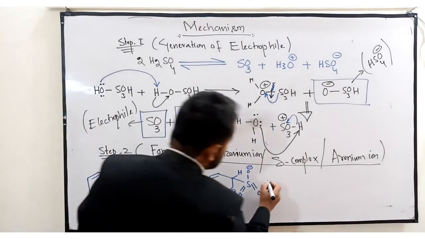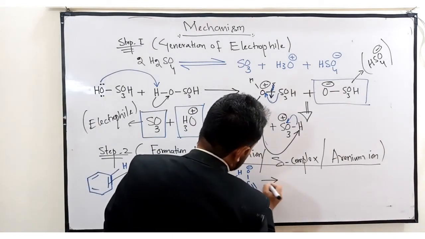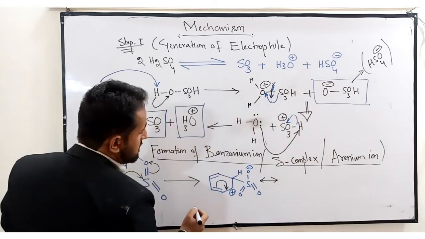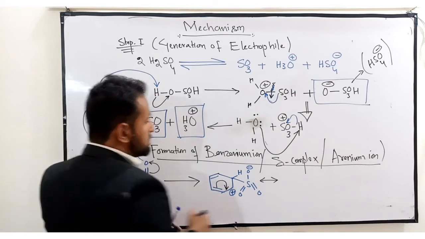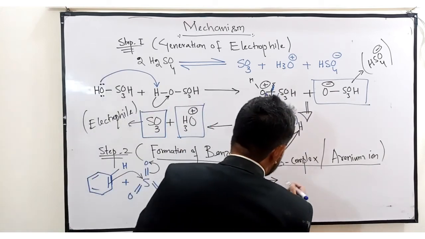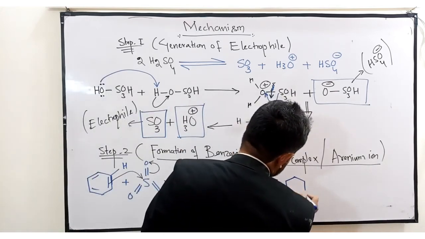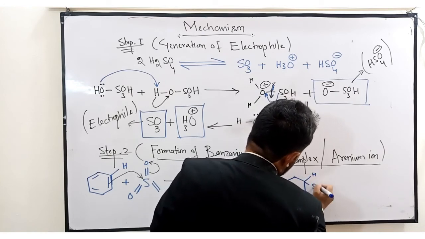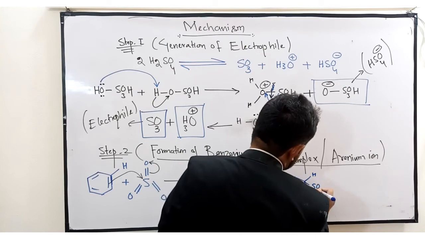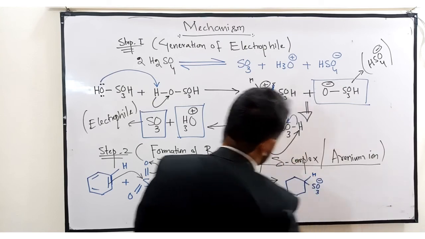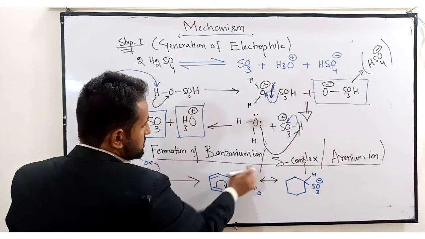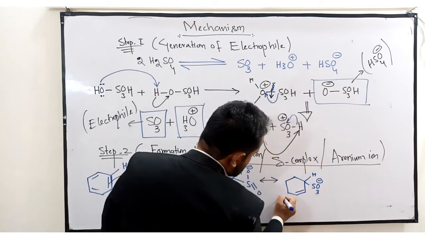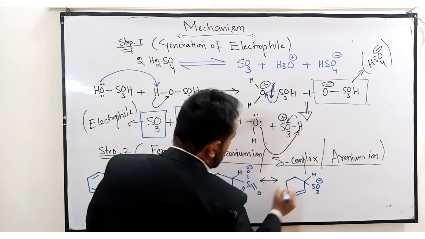This is also basically a resonance stabilized structure. How? This pi bond will shift here. The positive charge will come here. So its one structure will be like this. This is its one RS. Understand, student? There is a negative charge on this oxygen atom. Now the double bond shifts here, and the double positive charge comes on this one.